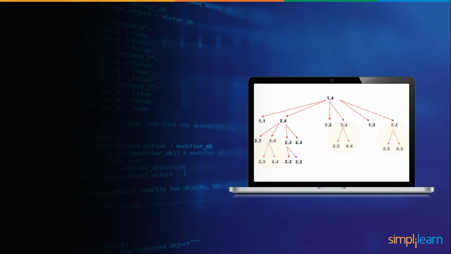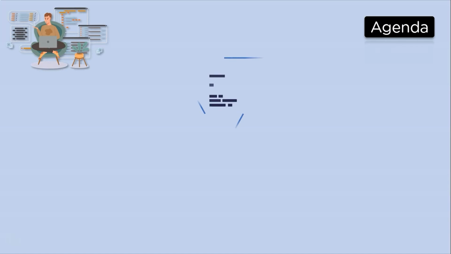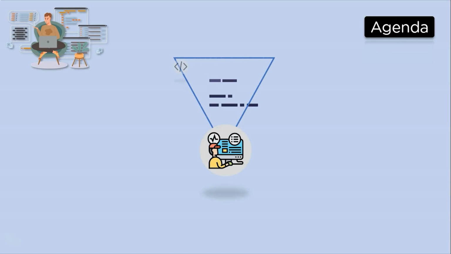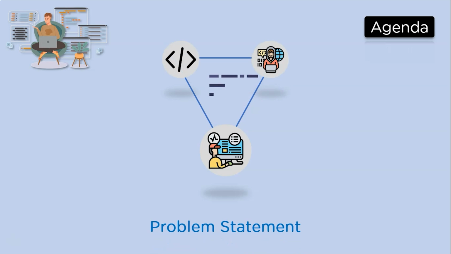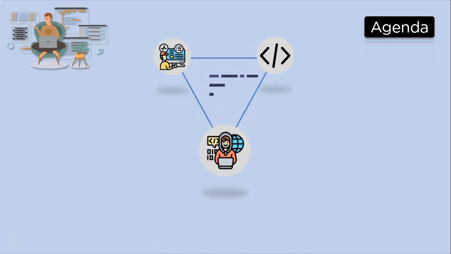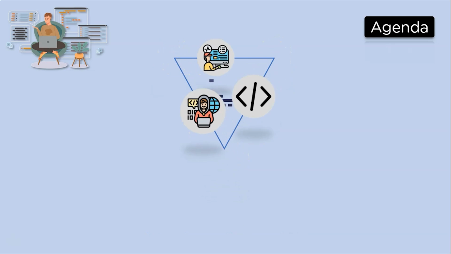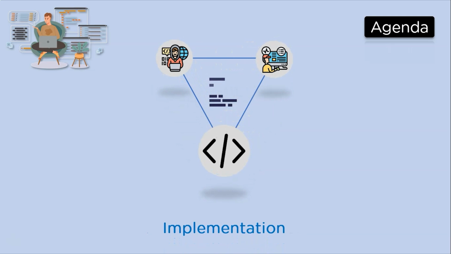In this session, we will discuss matrix chain multiplication. We shall begin our session by discussing the problem statement. Then, we will discuss the algorithmic solution to the matrix chain multiplication problem. Finally, we will implement the solution to the matrix chain multiplication problem in the code editor.